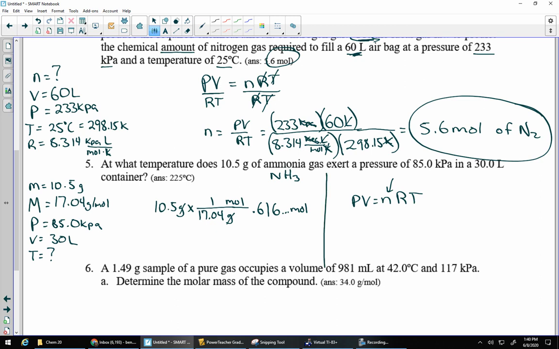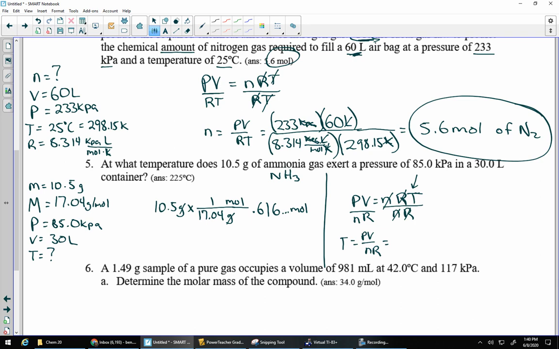Now let's see, I don't really need that arrow up there anymore. I am now looking for the temperature. So same thing, I am multiplying by N and R, so I need to divide both sides by N and R to get temperature all by itself. So temperature is going to be equal to PV over NR. I'm running out of space, so I have to write a little bit smaller.